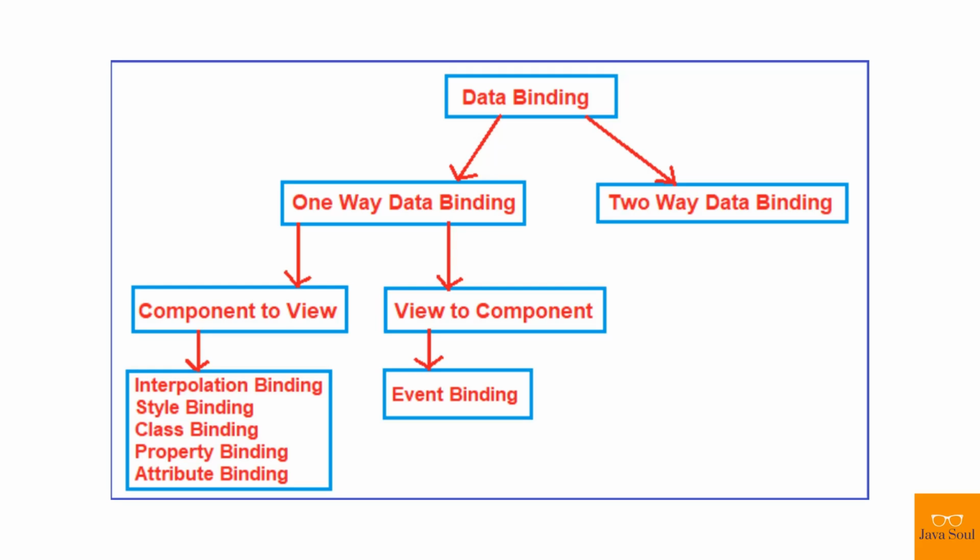One-way data binding is component to view or view to component. View to component you can achieve using event binding, and component to view you can achieve using interpolation binding, style binding, class binding, property binding, and attribute binding.